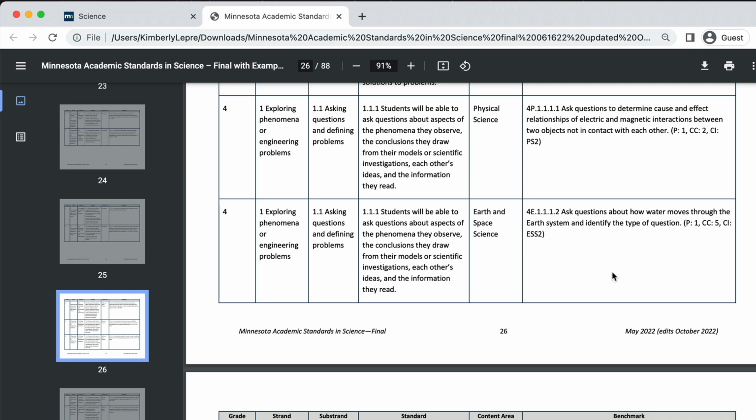If you look at the benchmark, it says, ask questions to determine cause and effect relationships of electric and magnetic interactions between 2 objects not in contact with each other. It gets super specific, but that's because this particular benchmark has to do with physical science and physics. That's why the benchmark is talking about cause and effect, electric and magnetic. So that makes sense to me. Them asking questions means they're going to have some kind of interaction with electric and magnetic materials. They need to interact, and students have to be able to observe that and ask questions about cause and effect relationships. Do you see how I broke that down?